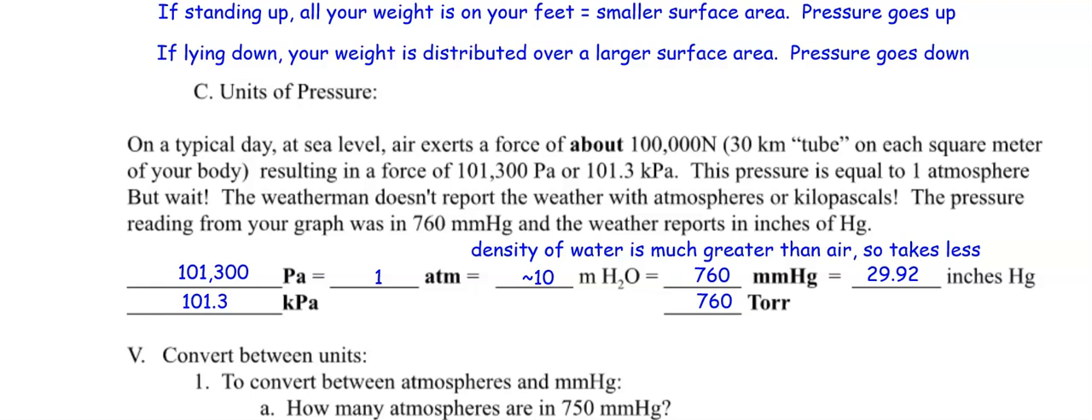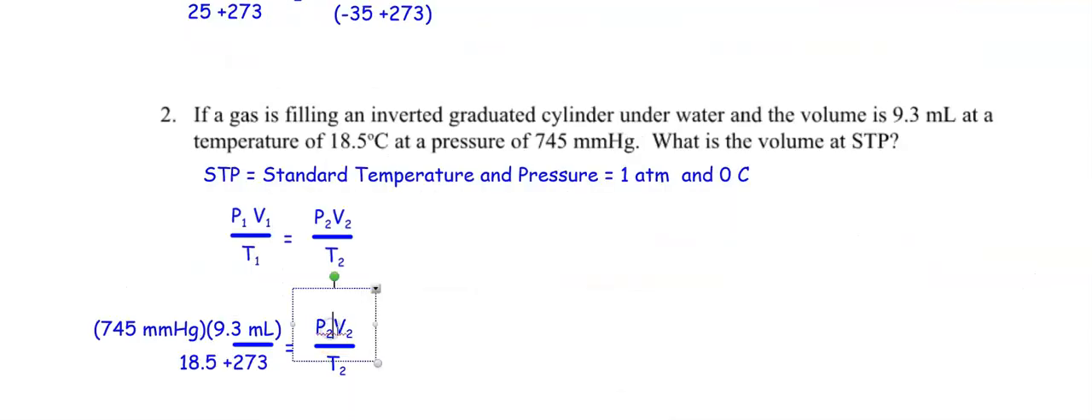So I need to convert. I can't use ATM in the equation I gave you, but I can use this. That is STP, standard pressure. All right, it's 760 millimeters of mercury. So let's go back to the page we're working on. So I'm going to move this to be 760 millimeters of mercury times V2, and then my temperature is 0.